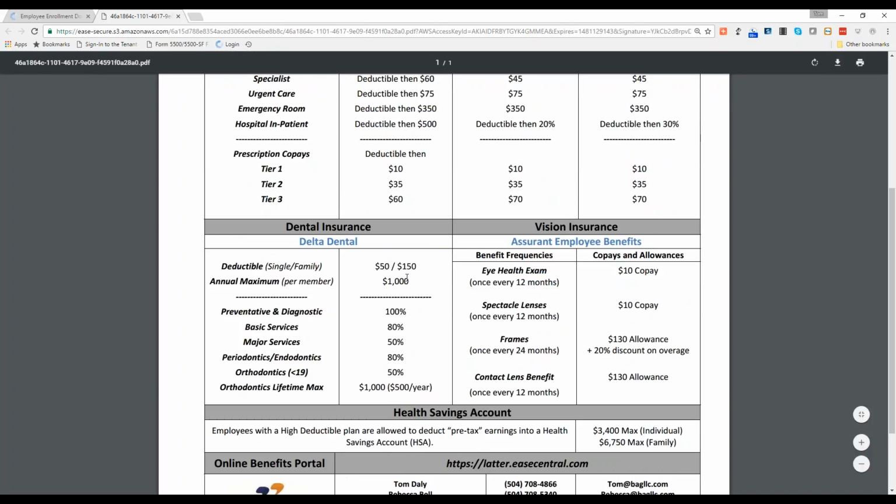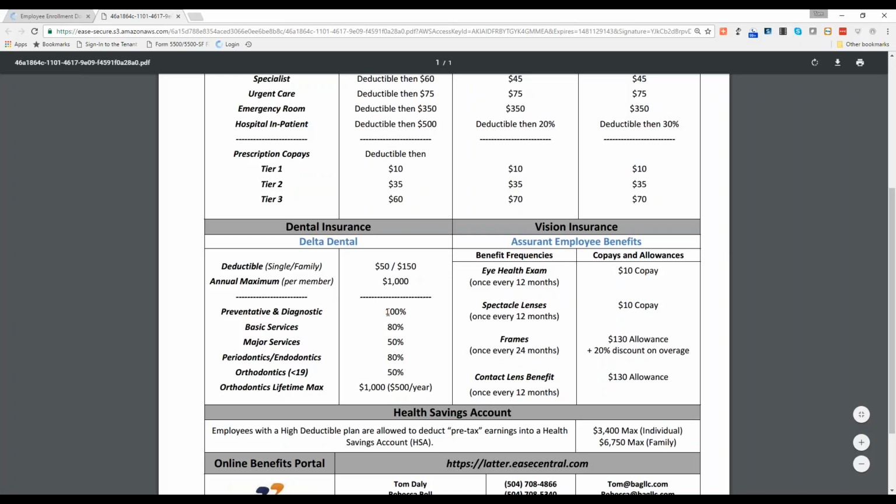The dental insurance plan is with Delta Dental. No change to the plan here. It is a 180/50 plan that includes periodontic and endodontic treatment at an 80% cost share. So what this means is that preventative and diagnostic services like cleanings and bitewing x-rays and things like that are covered at 100%.